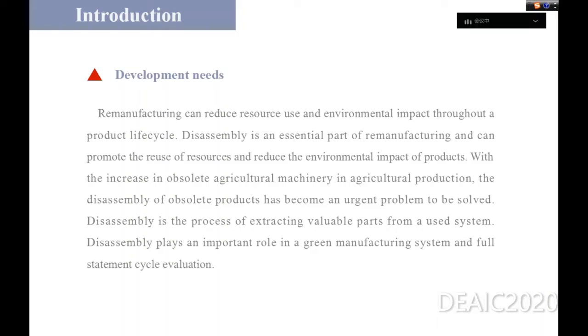The first part, the introduction, covers the development need and the policy support. Remanufacturing can reduce resource use and environmental impact throughout a product life cycle. It is an essential part and can promote the reuse of resources and reduce the environmental impact of products. The disassembly of obsolete products has become an urgent problem to be solved. Disassembly plays an important role in a green manufacturing system and full life cycle evaluation.